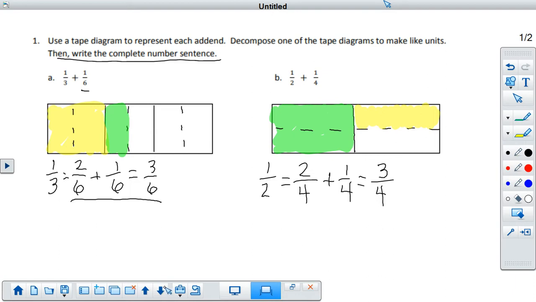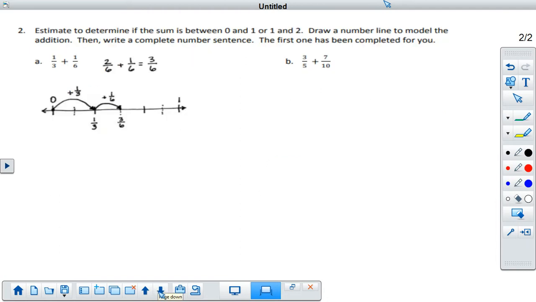On the reverse side of your work, this is asking you to use number lines. Now, the first thing is really important. It says estimate to determine if the sum is in between 0 and 1 or 1 and 2. So with 1/3 and 1/6, I know that 1/3 is smaller than a half and 1/6 is also smaller than a half. So if I'm adding less than a half and less than a half, I know it's going to be smaller than 1 whole. So that's why our number line is in between 0 and 1.